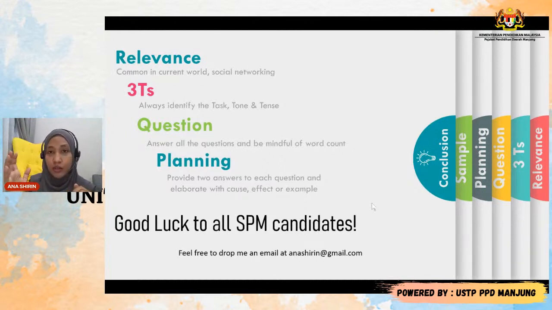Put it at the side of your paper before you start writing so that you're always reminded what you need to do. Be mindful of the word count and draw out the question to be placed into the task box. So when you understand the question, you know how many questions you need to answer. It will be easier for you to plan your essay. So plan it. Provide 2 answers to each question that you have in the task and elaborate it with cause, effect, and example. So CE square.